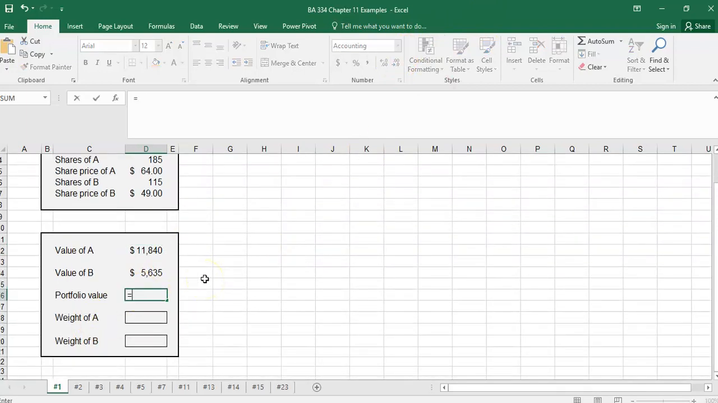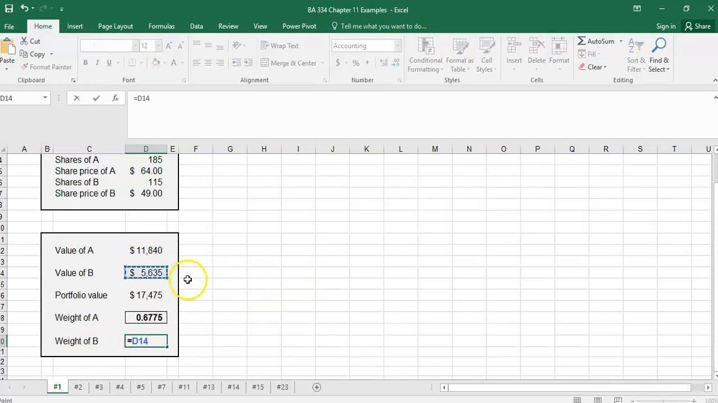If we add those amounts together, we get the total value of the portfolio, which is $17,475. We then want to know how much of the weight of the portfolio is from stock A and how much is from stock B. So we take the value of each stock divided by the total portfolio value to get the weight. So the value of A divided by the portfolio value means that 67.75% of the portfolio is made up of stock A.